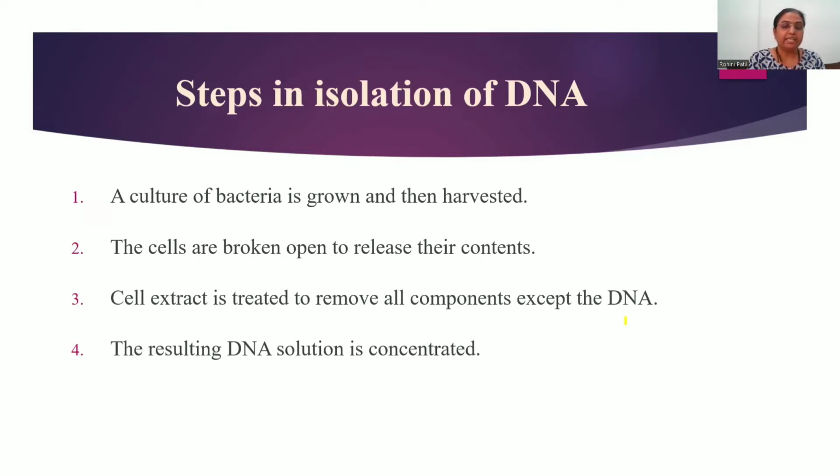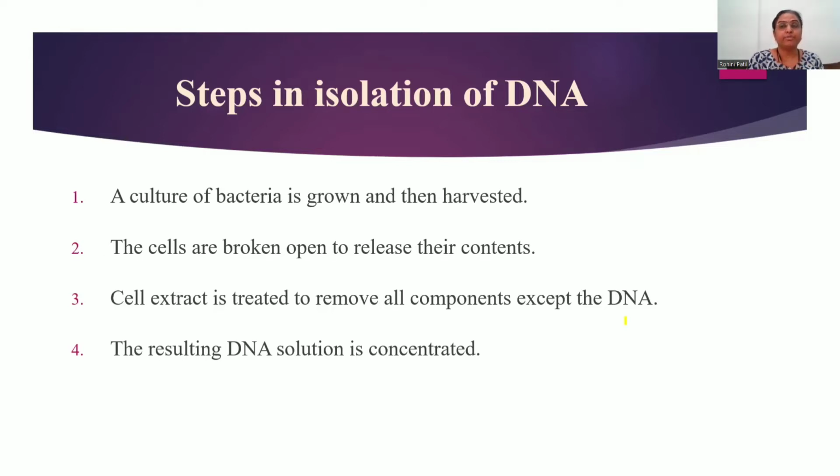Now, in that cell there is a presence of carbohydrates, lipids, proteins, and nucleic acids. Nucleic acids are of two types. The first one is DNA, the second is RNA. So first we have to isolate the DNA. That is, we have to remove the impurities like carbohydrates, lipids, and proteins, and the RNA also we have to remove. So we are getting the DNA.